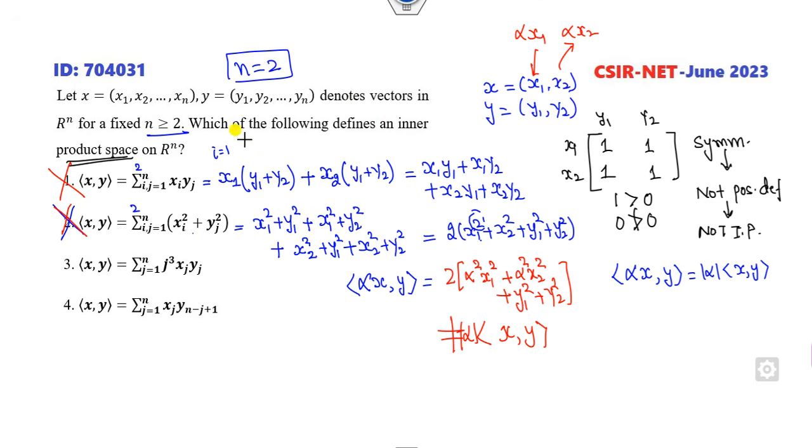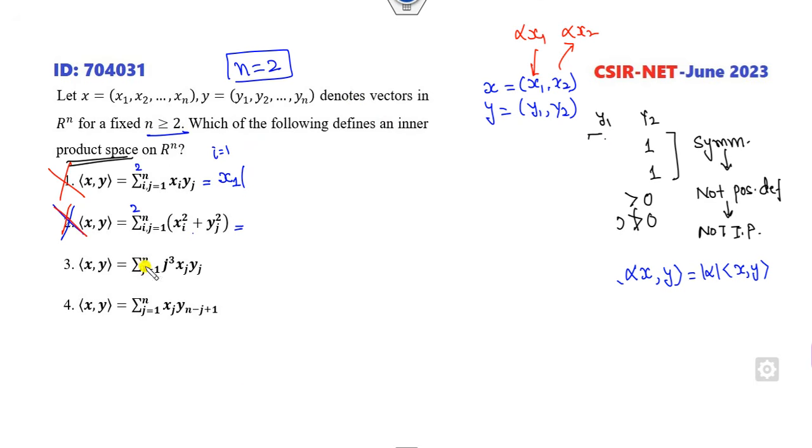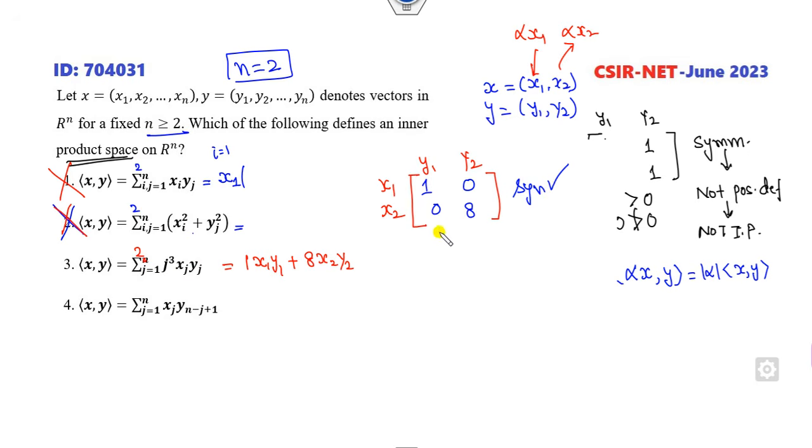Okay, now look at this third option. I can fix n as 2. Firstly, j is 1, x1 y1. When j is equal to 2, it is x2 y2. So can you write this matrix? This is x1 x2, y1 y2, with the identity matrix. Fine. Now is it a symmetric matrix? Yes, it is a symmetric matrix. Is it positive definite? Yes, this is positive definite. So it means yes, this is an inner product space.